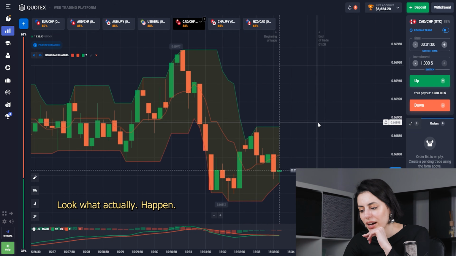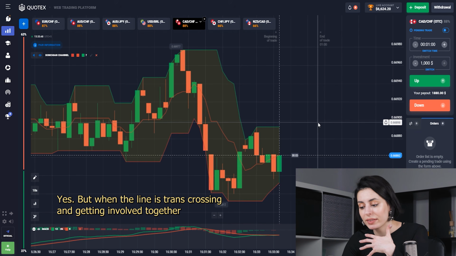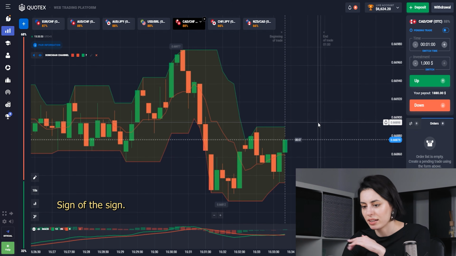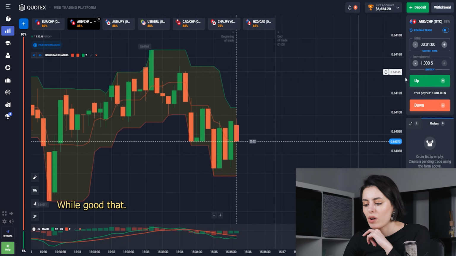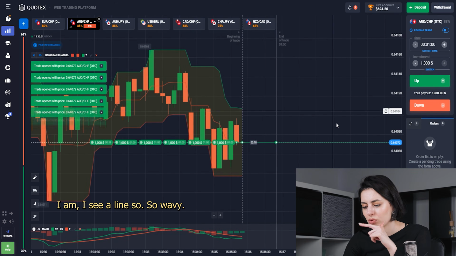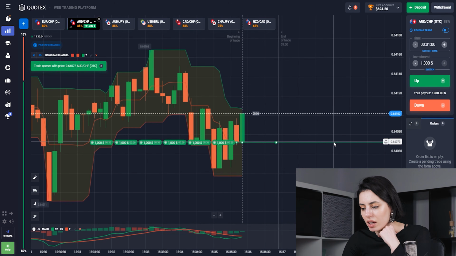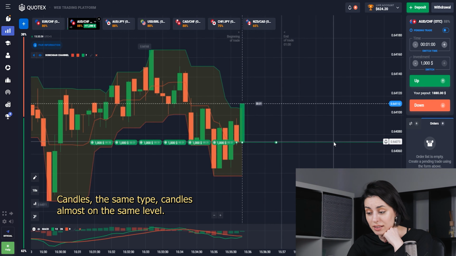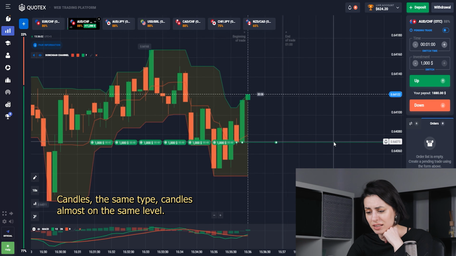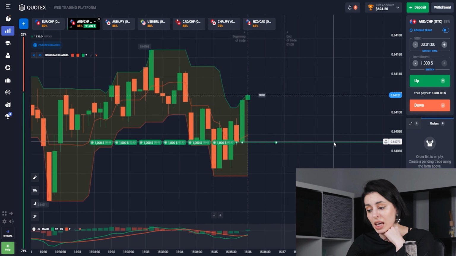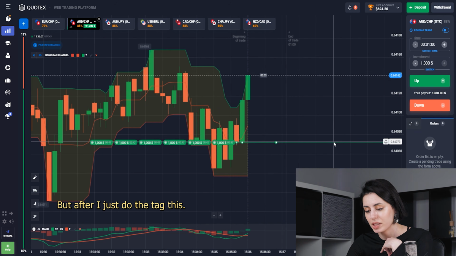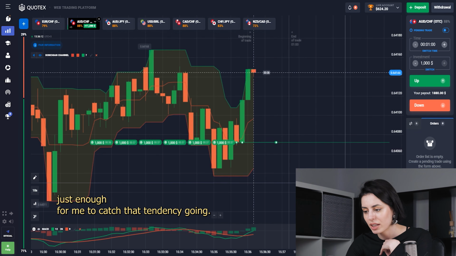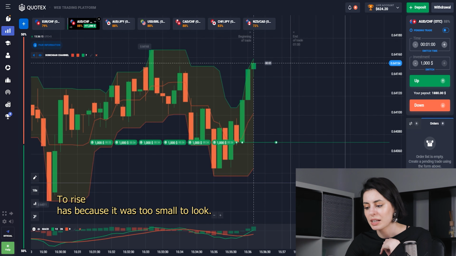Look what actually happened. When the line is crossing and getting above together with the candles, this is the sign of the sign. Wow, look at that MACD line, so wavy. The candles are the same size, almost on the same level. But after I detect this crossing, I expect that this 1 minute is going to be enough for me to catch that tendency, that we're going to rise.